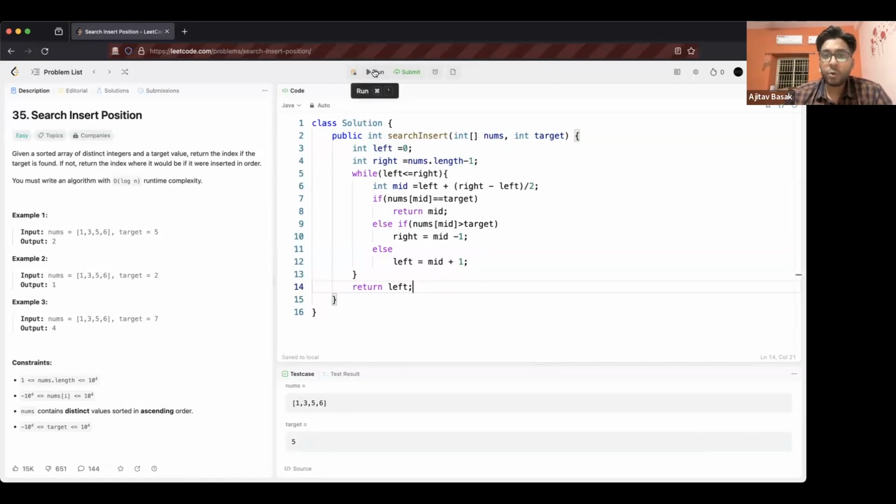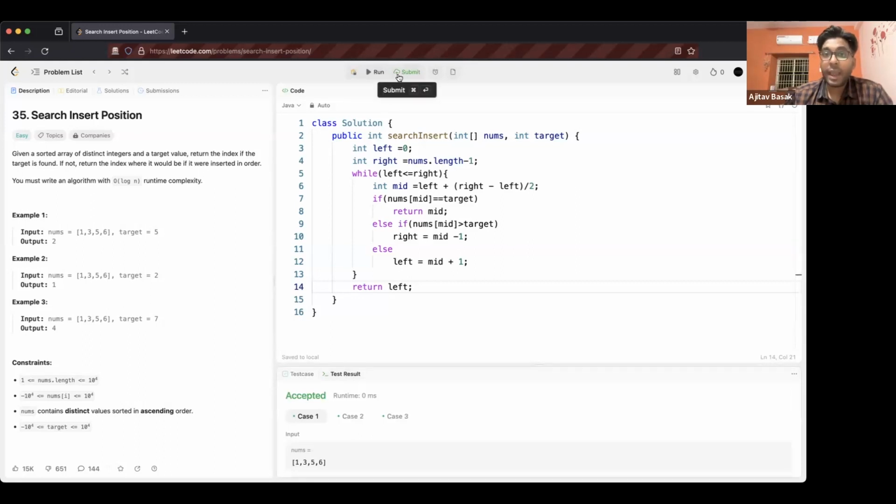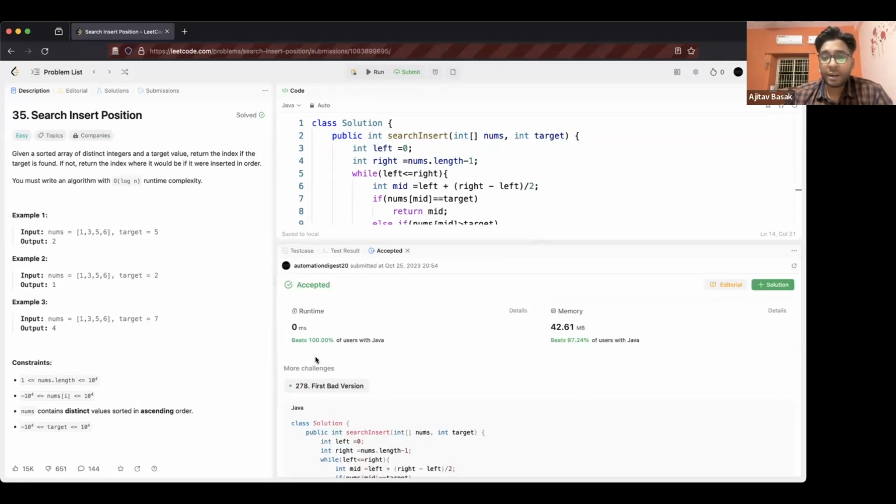If I run this code, all my test cases pass, and if I submit it, I get a runtime of 0 milliseconds, which beats 100% of the users. Also, the memory usage is 42.61 MB, which is pretty low and beats 97.24% of the users. A perfect solution for this problem. Also, the algorithm that we have used can be used in many other problems.